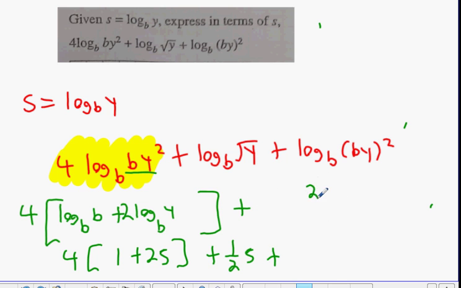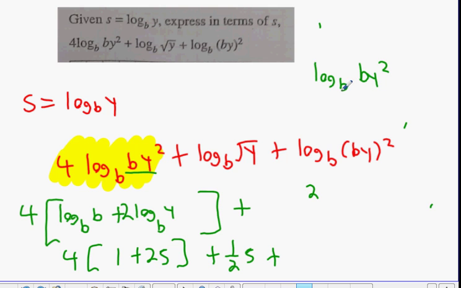2 to the front. You're allowed to bring the 2 to the front because the 2 is squaring the b and the y. If it was b y squared without the brackets, could I bring the 2 to the front? No. Because the 2 is only affecting the y, not the b. It has to be everything squared. Okay? So there's 2 ways of doing this. I'll do both ways for you.